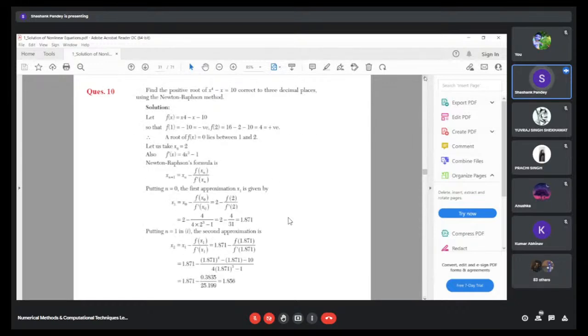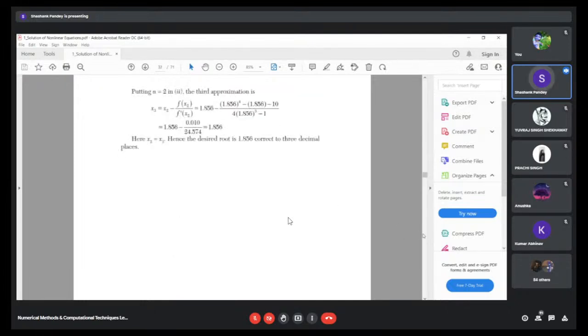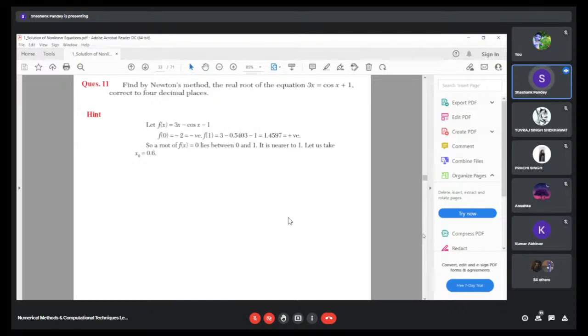Based on this, we see that we have used the formula x n plus 1 is equal to x n minus the value of the function at point x n divided by the value of the derivative of the function at point x n. We will use this formula and solve more numerical problems. So now over to you. Please solve the next question and give the answer. I have given some hints here.